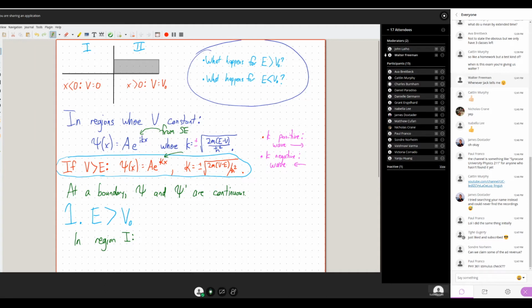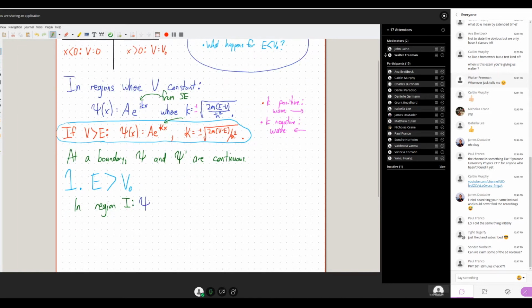So please ask questions. In the first region, I have two possible wave functions, and they're both of this first type. I have psi of x equals, and I can have ones with positive k and ones with negative k, right? So A e to the ikx plus B e to the minus ikx, because I can be either going left or right.